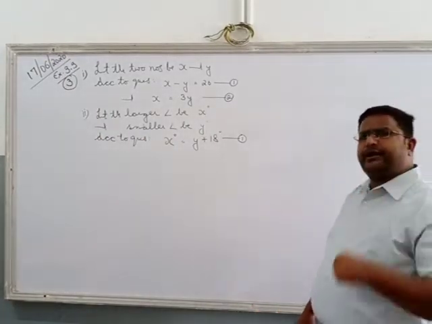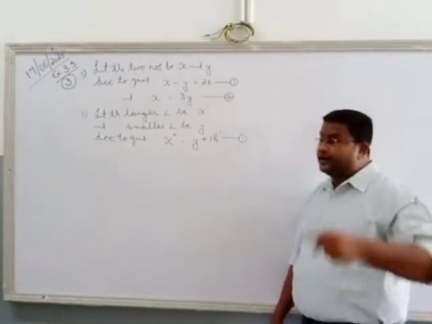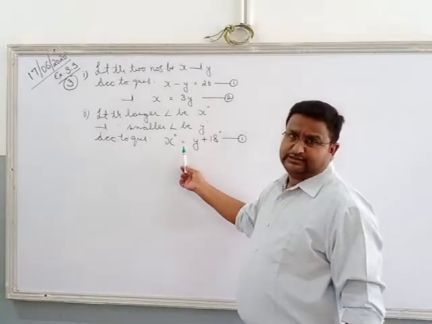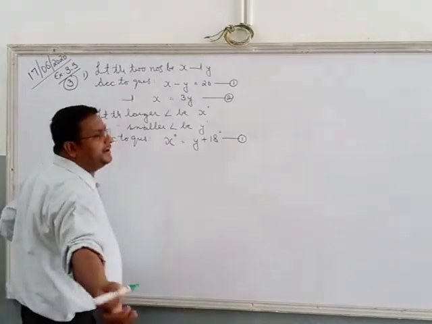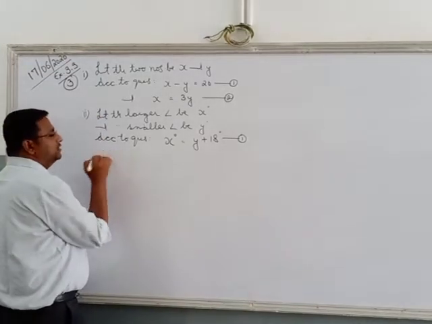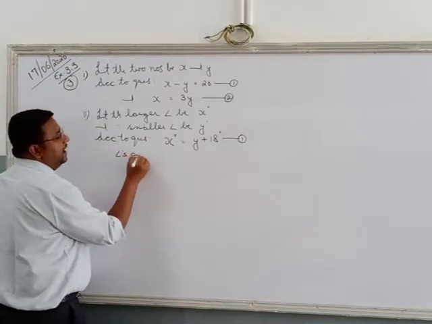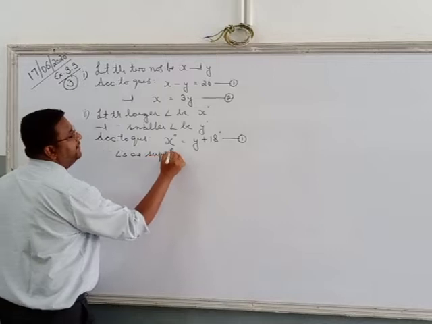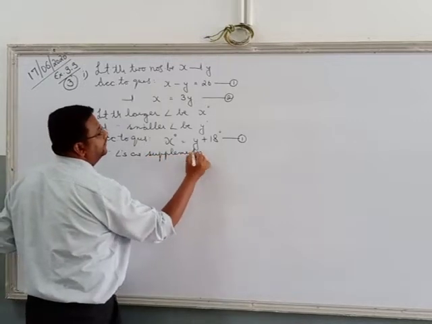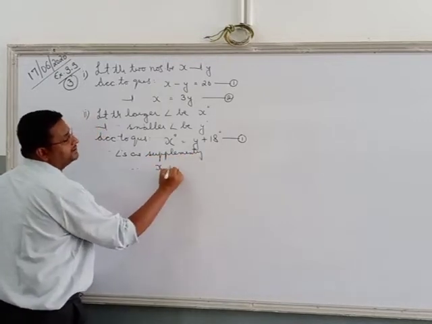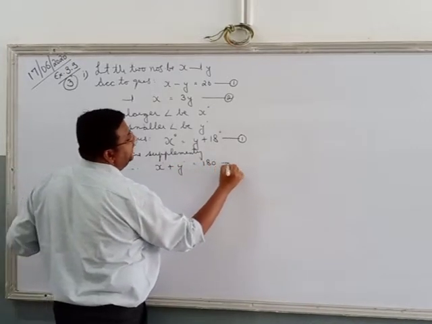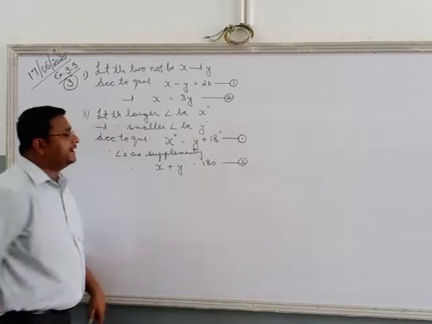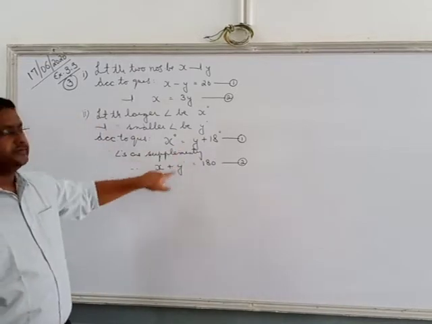We are talking about a pair of linear equations in two variables. First equation is this. Second, already stated, supplementary angles. Because the angles are supplementary, therefore x plus y degree is equal to how much? 180. Equation number second.